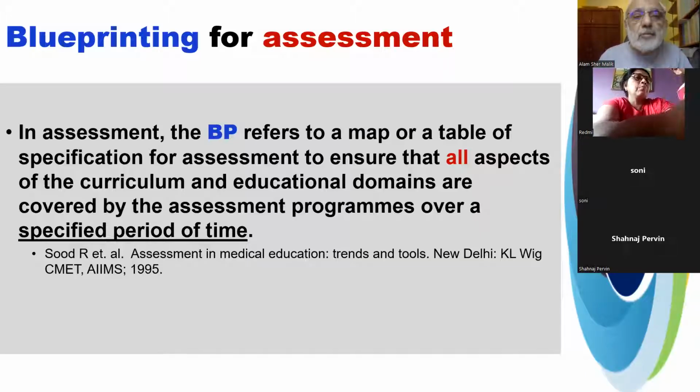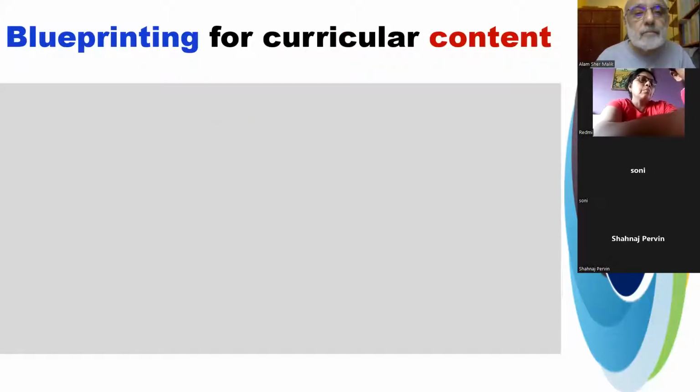It means that once we have blueprinted the assessments and we know the content, then we can divide that content in different portions. Some of it can be assessed during continuous assessment and other at the annual or summative assessment. The blueprinting for curricular content, now this is a relatively less emphasized concept in the literature. Although there are a lot of papers on blueprinting for assessment, not much is written on blueprinting for curricular content, and we will talk about it in a bit detail.